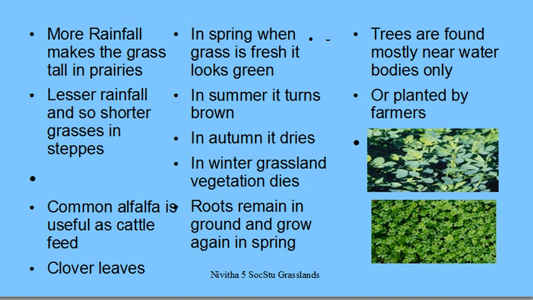This is how the life cycle of the grasses or the plants in the temperate grasslands works. The trees are found mostly near the water bodies. You will have not only grasses in grassland, you will also find trees and shrubs, but they will be only near water bodies, they will not be found everywhere. Or these should be the trees planted by the farmers. So you have plantations or afforestation or commercial cultivation. If that is there, then you will have lots of trees in grassland.